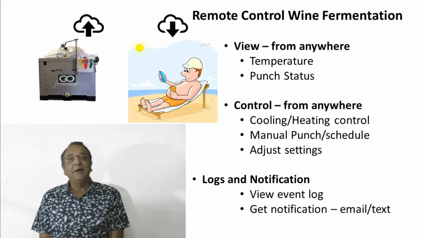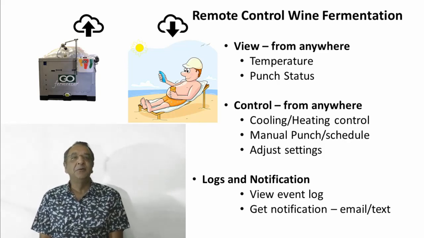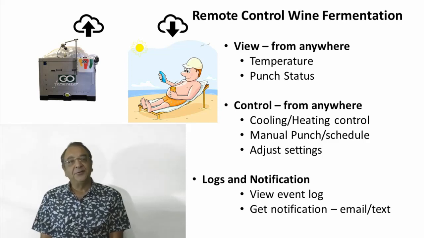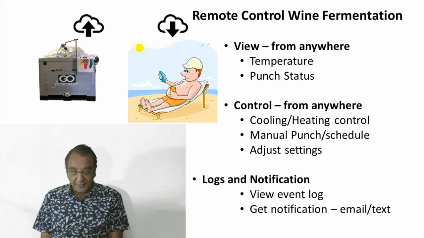So you now have the ability to monitor your fermentation from anywhere in the world, wherever you want. You're on the beach, you're in the car, you're in the office across the street, wherever. You can view the temperature, the punch status, you can control heating, cooling, punch schedule, punch it manually, you can adjust settings like how many punches per day, whether you want to increase the punch pressure, and you can view the event log.